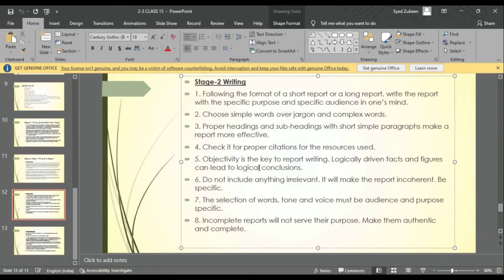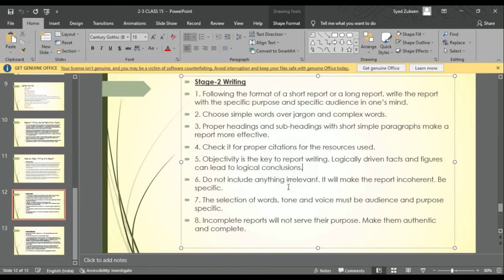Then objectivity is the key to report writing. Logically driven facts and figures can lead to logical conclusions. So the data and information that you have collected for your report should be logical. It should make sense. It should reflect the idea that you are trying to present in the report, and it should connect to the question or the topic on which you are writing a report. So your data and your information should logically reflect the idea behind the report.